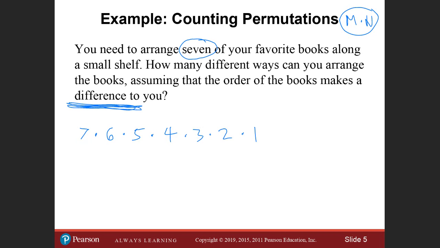Looking at how many books you have, 1, 2, 3, 4, 5, 6, 7, that actually gives your number of ways. Multiplying that, it gives you 5,040 ways.